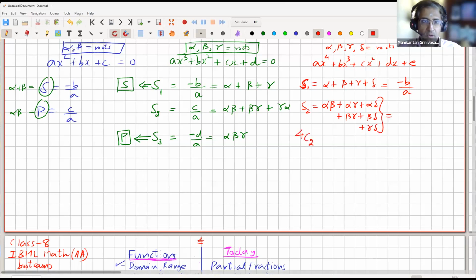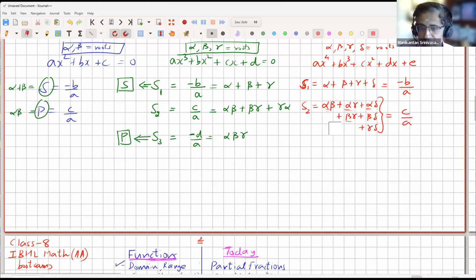So how many ways can you form a group of 2? It's 4 choose 2, which we already studied, right? 4 into 3 by 2 into 1, which is 6. Hence 6 terms here. So this is your plus C by A, right? Minus B by A, now plus C by A.